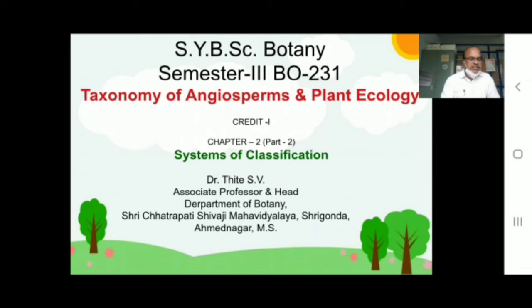points. APG 1, which was given in 1998, APG 2, which was given in 2003, APG 3, which was given in 2009, and APG 4 was given in 2016, which is an important motivation for the group. They considered deficiencies in prior angiosperm classifications since they were not based on monophyletic groups.